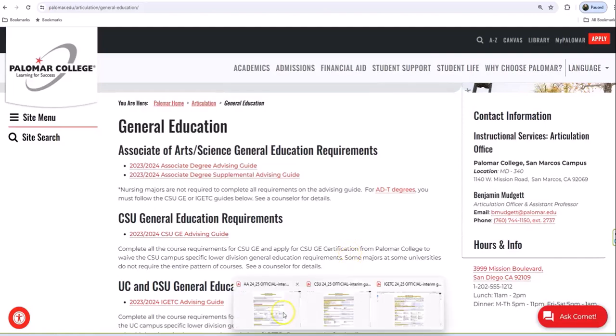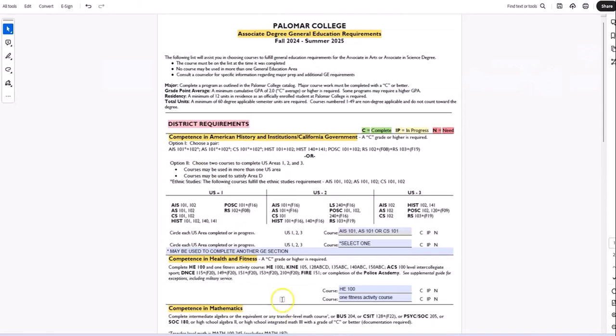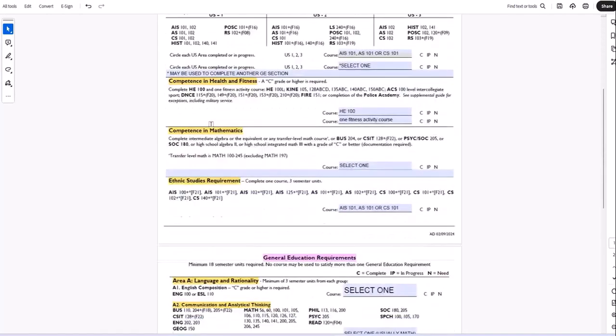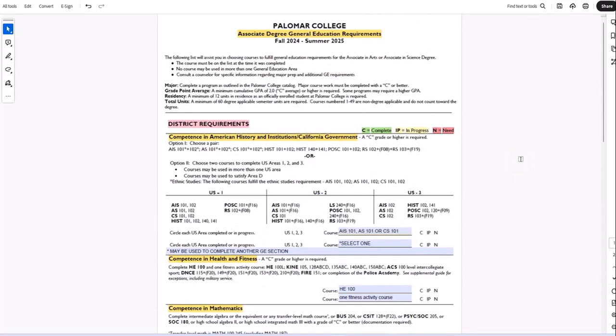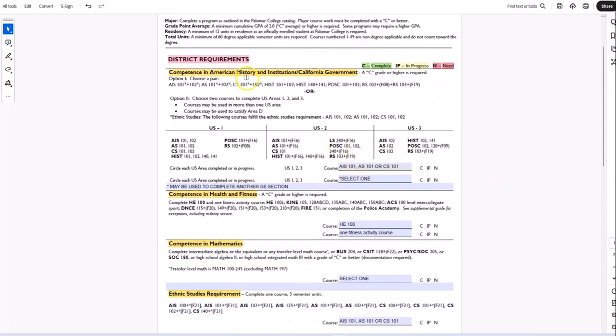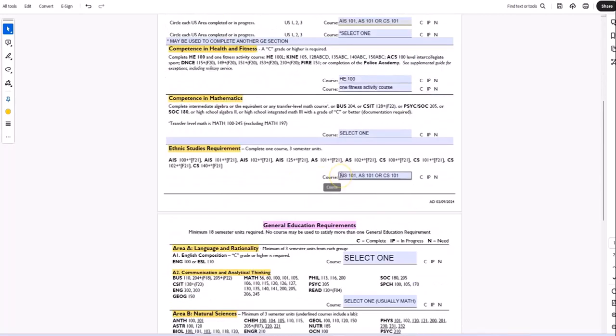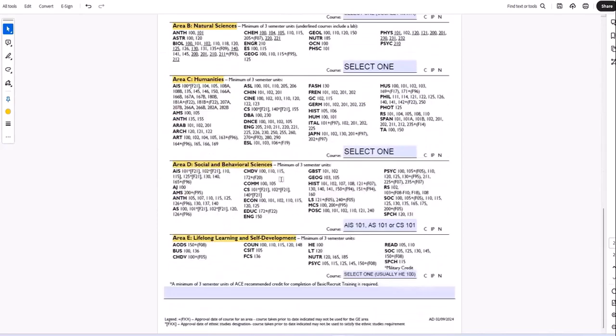We're going to start with the associate degree. The associate degree has two parts: you have the district requirements and you have the general education requirements. A lot of times there's a lot of overlapping. For instance, if you're looking for your U.S. American History and Institutions and California government, these classes here, American Indian Studies 101, Africana Studies 101, and Chicano Studies 101, not only take care of US 1, but they also take care of US 2. They also take care of ethnic studies. They also take care of Area D, social and behavioral sciences.